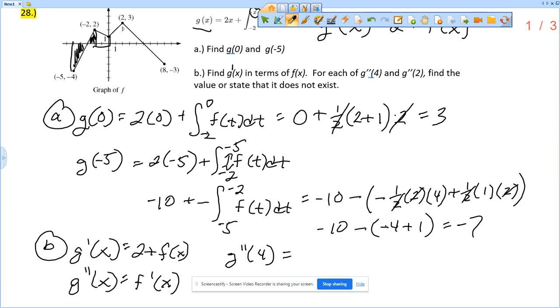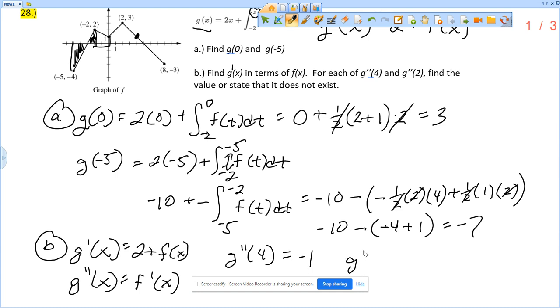And so if I want to know g double prime of 4, I go to 4 right here, and I find the derivative, right? And so that would mean that I'm finding the slope of this curve at x equals 4. And so the slope, very simple, right? If I count this off, I'm going down 3 and to the right 3. So the slope is actually just negative 1, right? So g double prime of 4 is negative 1.